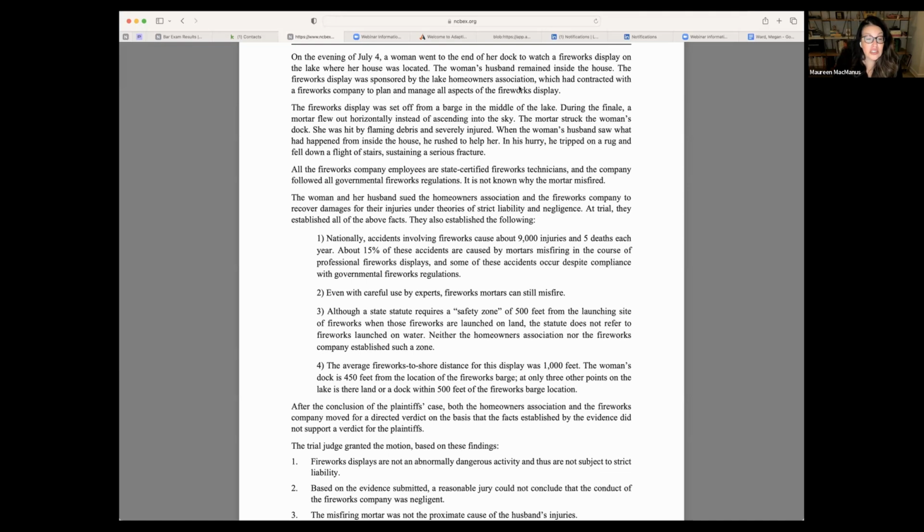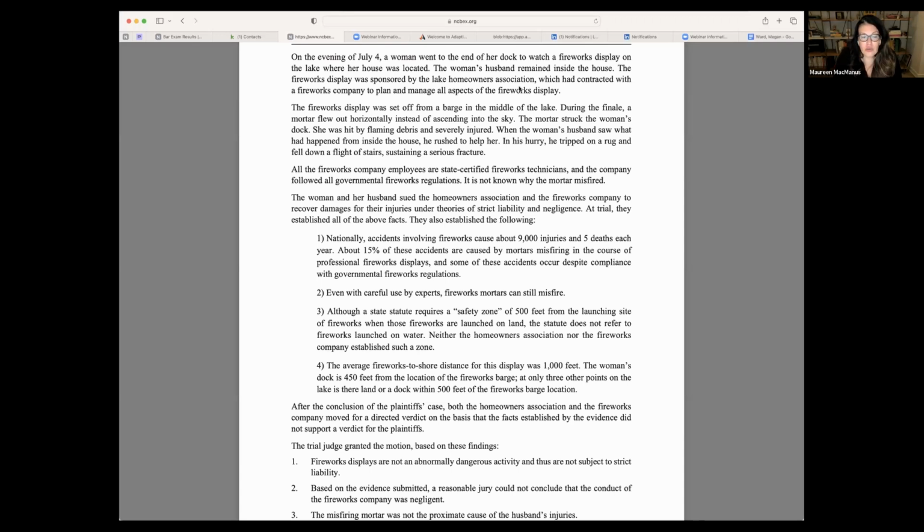1, nationally, accidents involving fireworks cause about 9,000 injuries and 5 deaths each year. About 15% of these accidents are caused by mortars misfiring in the course of professional fireworks displays, and some of these accidents occur despite compliance with governmental fireworks regulations. Even with careful use by experts, fireworks mortars can still misfire. So that means that even with the exercise of all reasonable care, it's still dangerous, right? Which is part of our abnormally dangerous activity analysis.